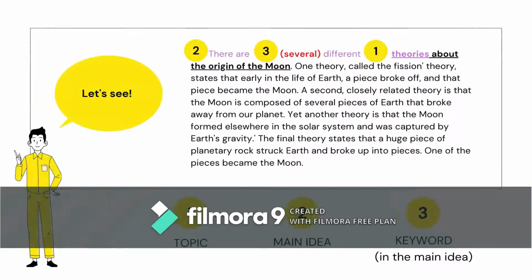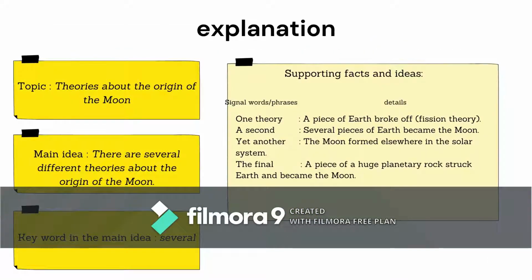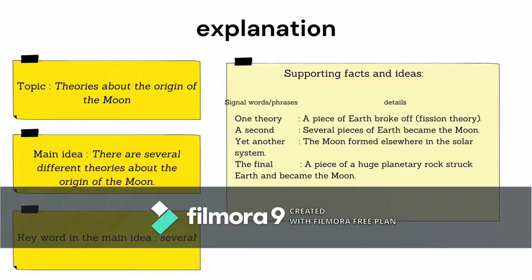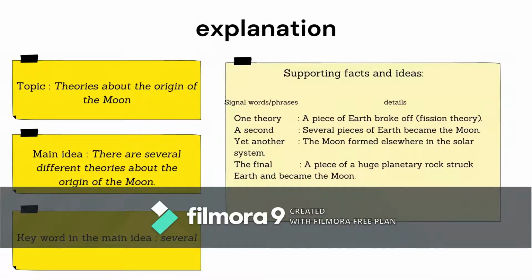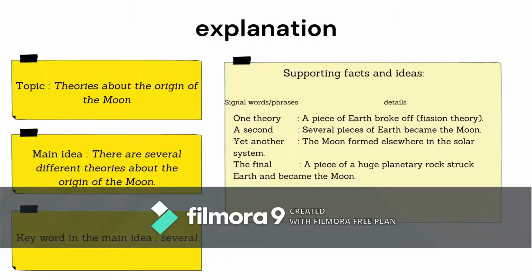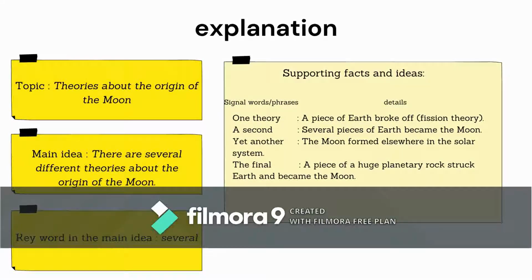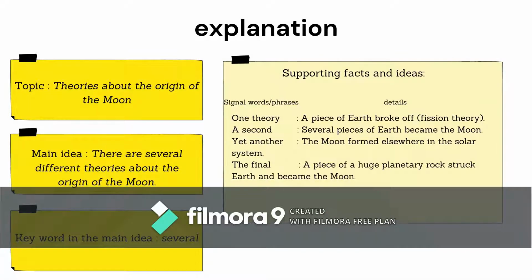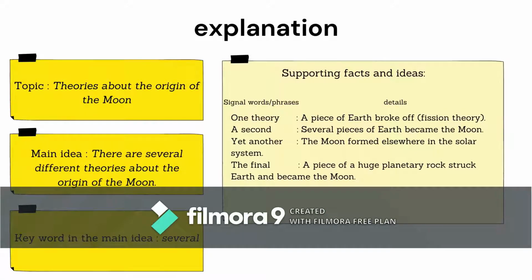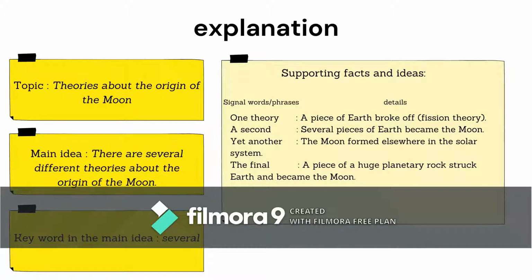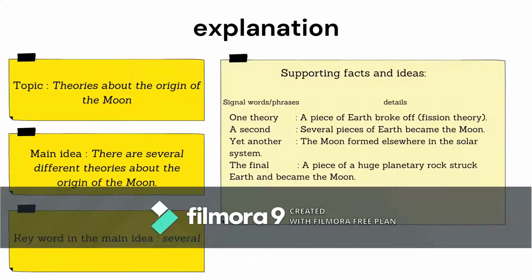The topic of the paragraph is theories about the origin of the moon. In the sentence, there are several different theories about the origin of the moon, being the main idea. And the keyword in the main idea is several. And you can see the supporting facts and ideas consist of 2 parts: signal words or phrases, and also details. You can see the signal words such as one theory, a second, yet another, the final, and you can see the details.